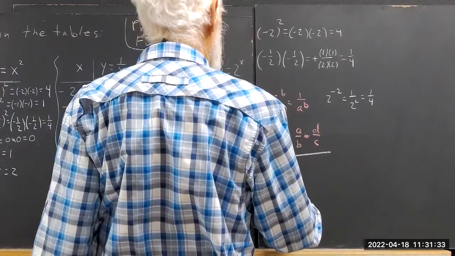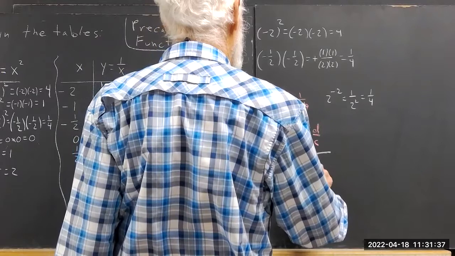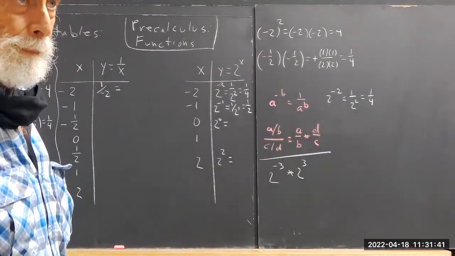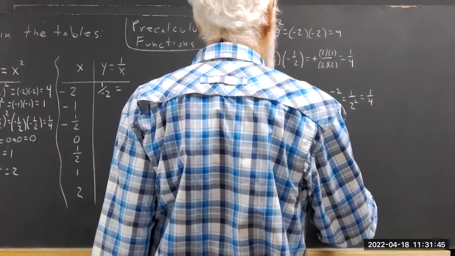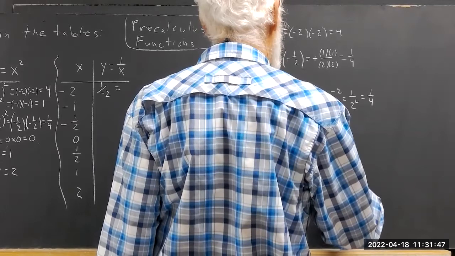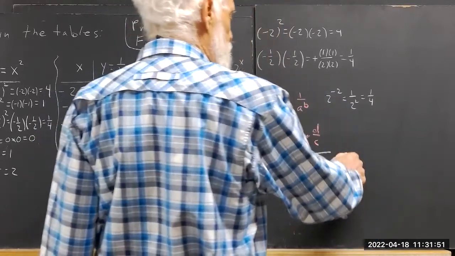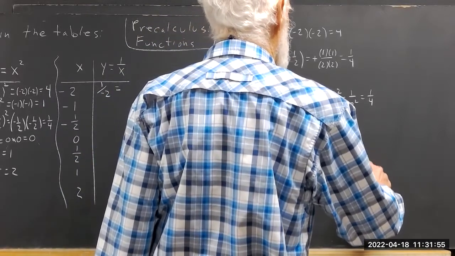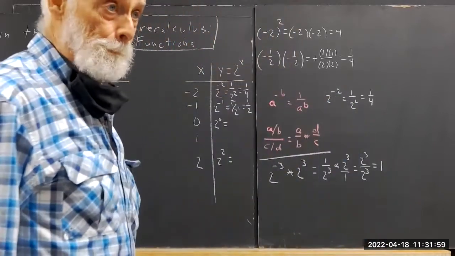Like, what's 2 to the negative 3 multiplied by 2 to the 3? Well, in one case, that would be 1 over 2 to the 3rd times 2 to the 3rd. And of course, that could be 2 to the 3rd over 1. So that's 2 to the 3rd divided by 2 to the 3rd, which has to be 1, right?